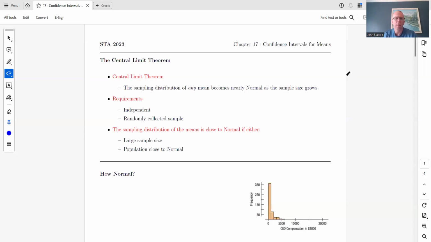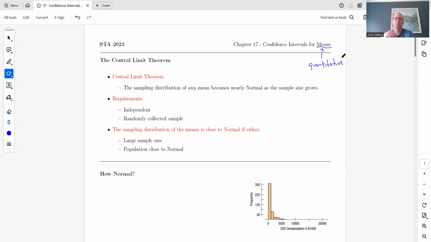All right, so let's start chapter 17. Chapter 17, as you can see, is confidence intervals for means. And like with chapter 16, I said, anytime you see the word proportion, we are talking about a categorical variable. Well, in the same way, whenever you see the word mean, in this context, we are talking about a quantitative variable.